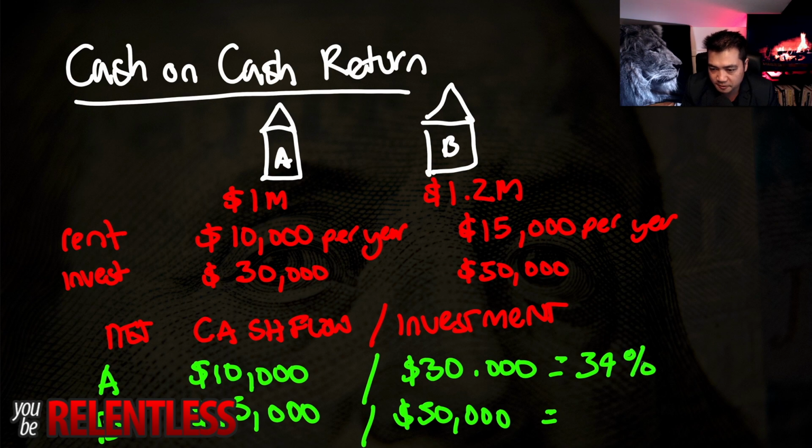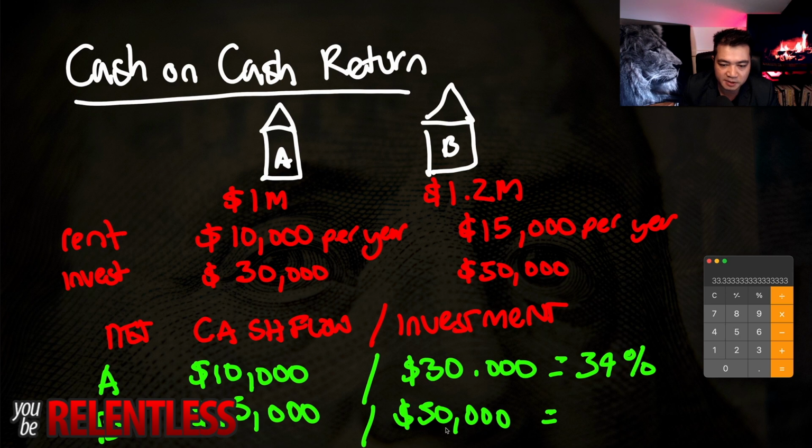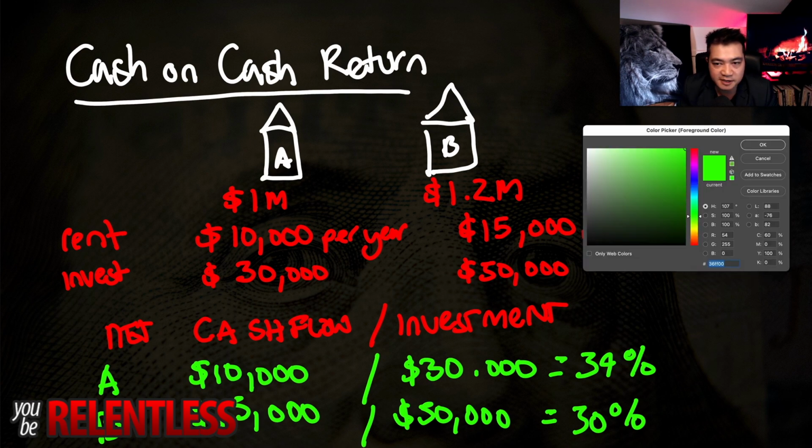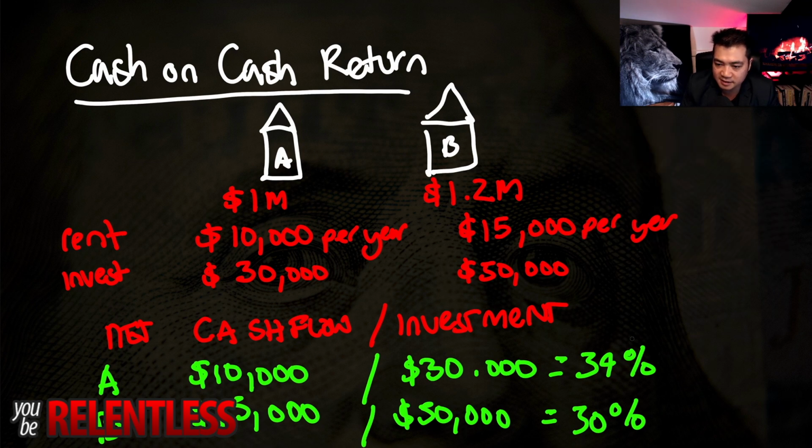34% return. That's my cash on cash return. So now let's work out property B. So 15,000, divide that by 50,000. Okay, multiply by 100. Now by looking at property A or B, which one gets a higher return on investment? Yes, there it is. It is this one.